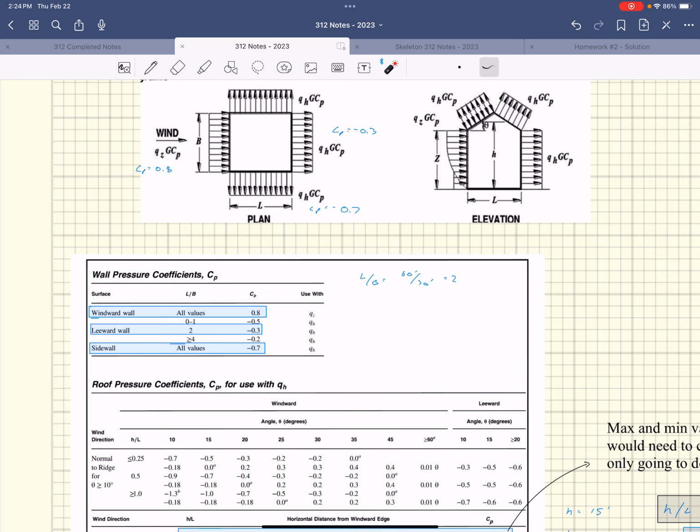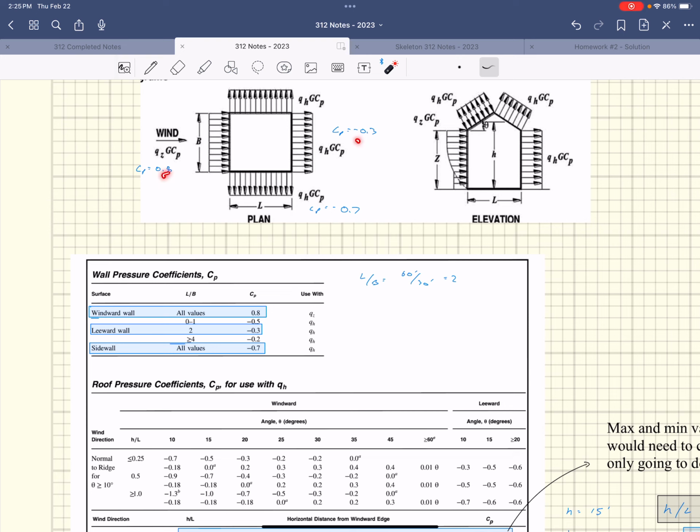So then I come in and say, all right, let's look at the leeward wall, right? The wind's coming in this way, and I'm looking at the pressures on this backside over here. So this would be on the leeward wall, right? We have to calculate what L over B is. In our case, our L was 60 and our B in this case is 30. So that's 60 over 30, and we have an L over B of 2. So for the leeward wall, L over B is equal to 2, and CP is equal to negative 0.3. And so we put that down there.